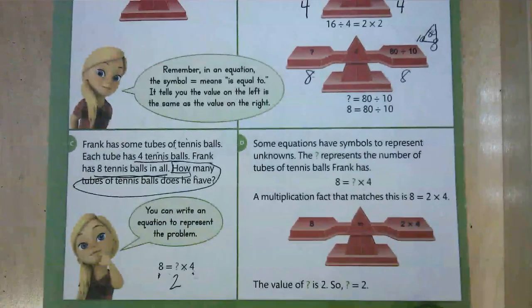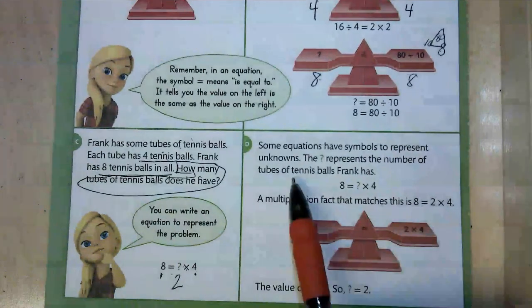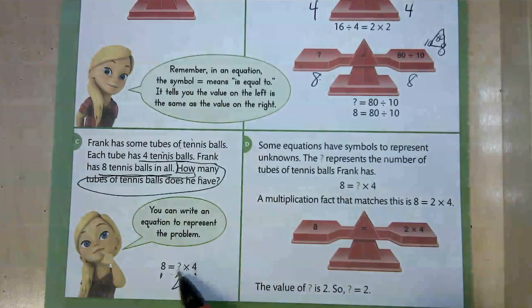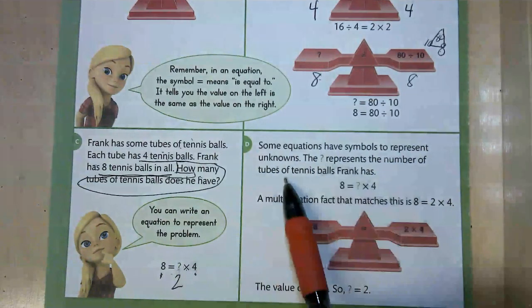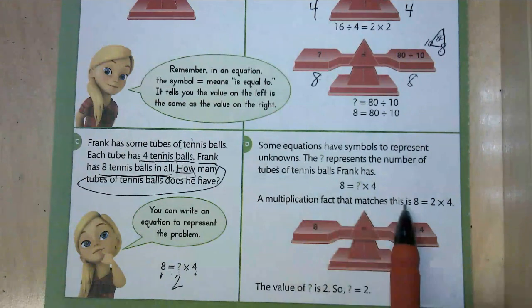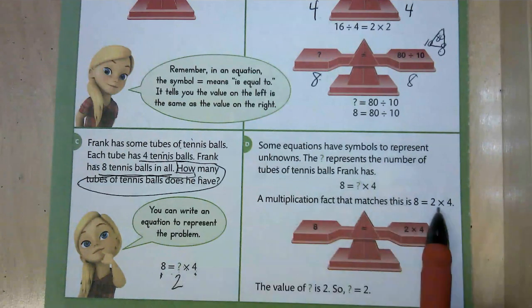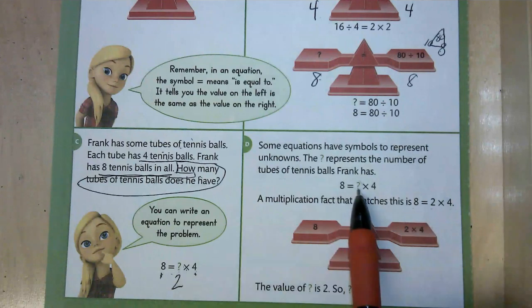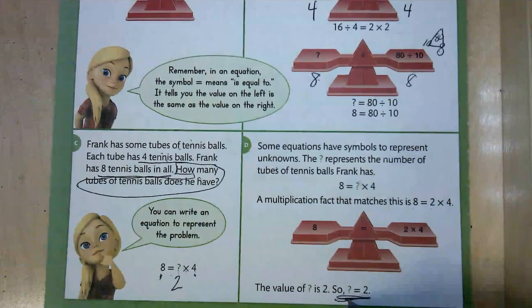So let's take a look at our pan scale real quick. It says some equations have symbols to represent unknowns. The question mark that we had here represents the number of tubes of tennis balls Frank has. So right there, our green question mark is telling us that's the unknown. A multiplication fact that will match that, we already said it: 4 times 2 is equal to 8. So what is the value of that unknown, that question mark? Well, the answer here was 2. All right, that's how we can solve these types of problems.